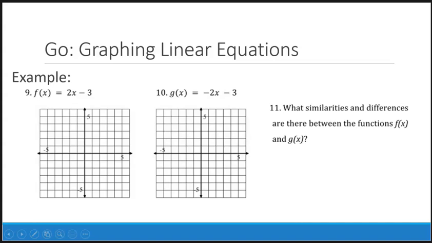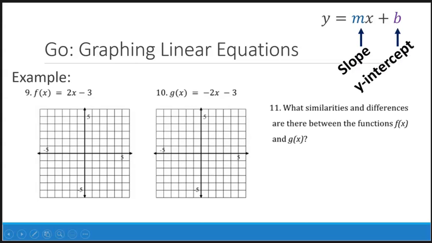With the Go problem, students are asked to graph linear equations and compare functions. To graph a linear equation, we need to first look at the structure of the equation. These equations are written in slope-intercept form, which means that we can easily look at the equation and find the slope and the y-intercept. Looking at question 9, the equation is f of x equals 2x minus 3. This means that -3 is the y-intercept and 2 is the slope.